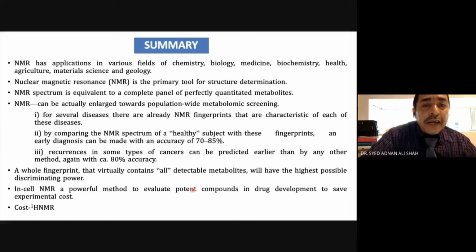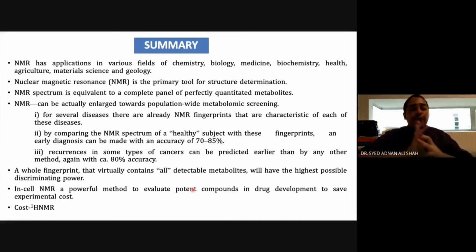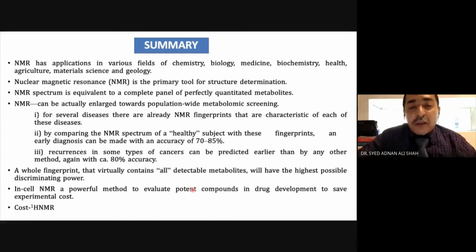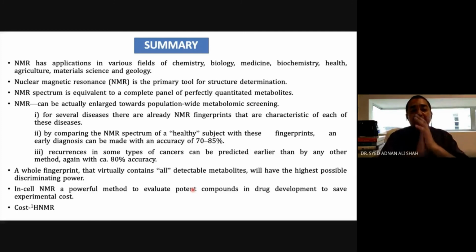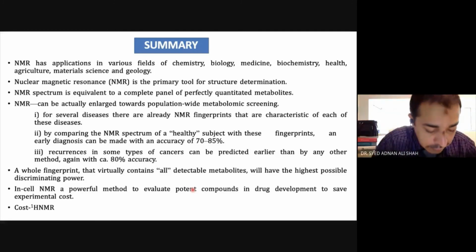NMR, nuclear magnetic resonance, is the primary tool for structure elucidation. It has wide use for metabolomic screening studies for early disease identification. The whole fingerprinting detects all detectable metabolites in a sample, and in silico it gives a lot of information about potent compounds in drug discovery to save the experimental cost.